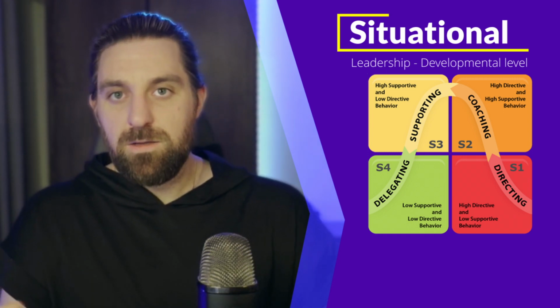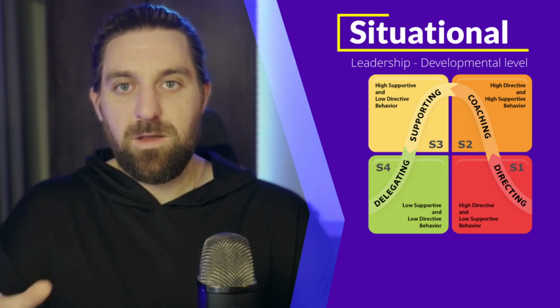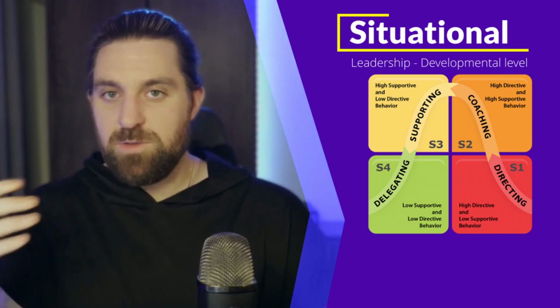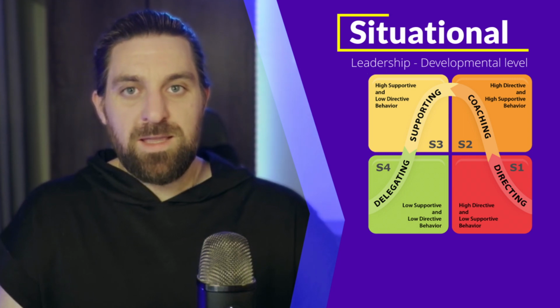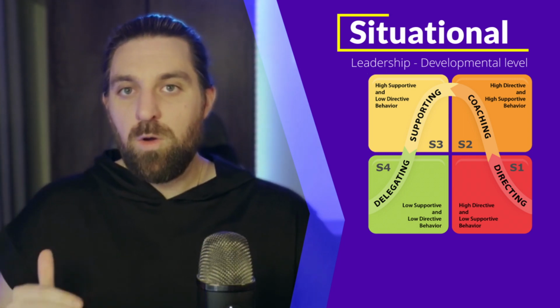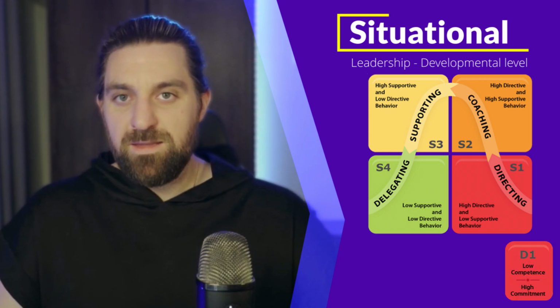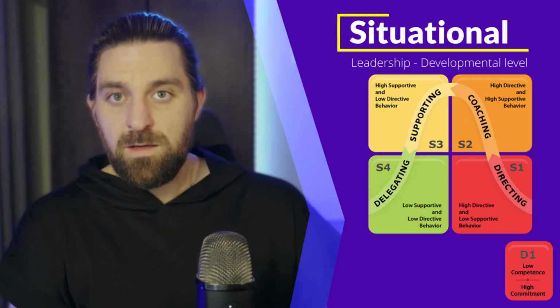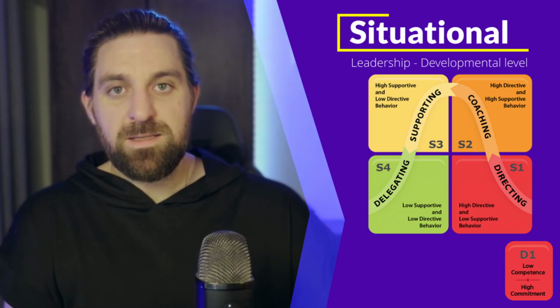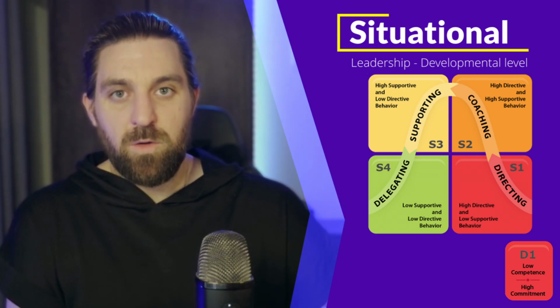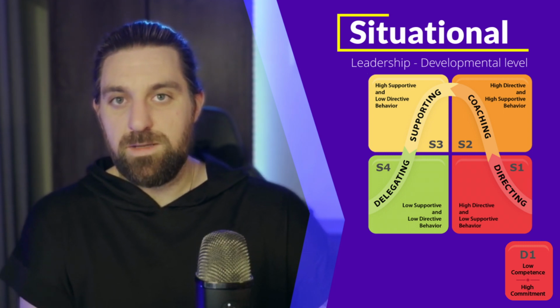So at the beginning, John is at the very first stage of his developmental level. He just joined the team, he's excited, he wants to learn about our systems, so he has high level of commitment but low competence levels. This is the D1 level. Here, a directing leadership style shines the most. You provide explicit instructions, set clear goals, and supervise their work closely.